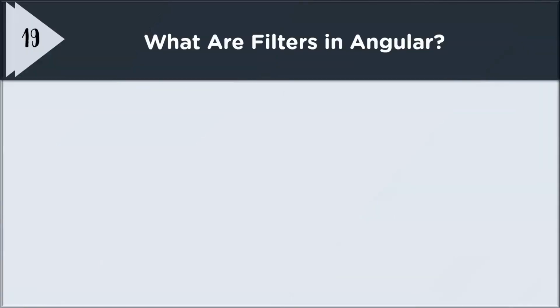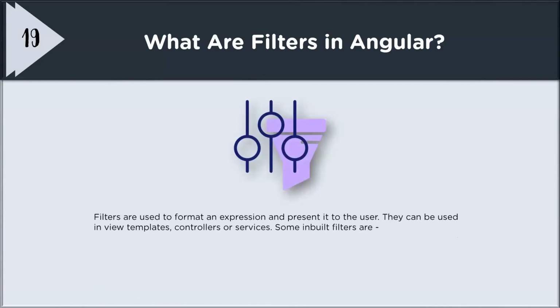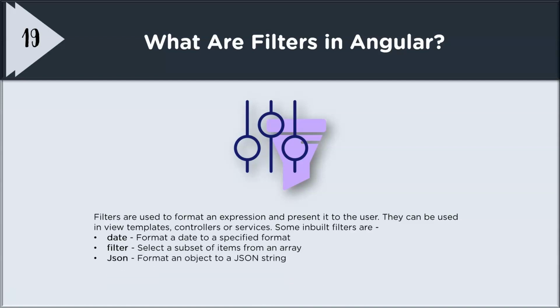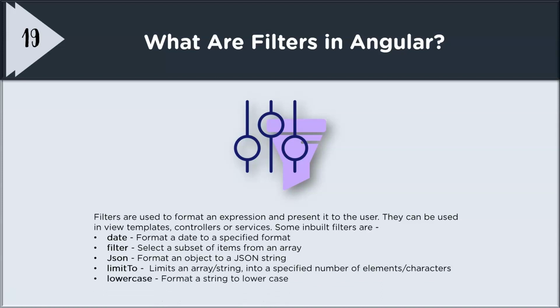Next up, what are filters in Angular? Now, filters are used to format an expression and present it to the user. They can be used in view templates, controllers, or services. Now, to name a few, there's the date filter, which formats a date to a specified format. There's filter that selects a subset of items from an array. There's the JSON filter, which formats an object to a JSON string. There's limitTo, which limits an array or a string into a specified number of elements or characters. Then there's lowercase, which formats a string to lowercase, and so on.